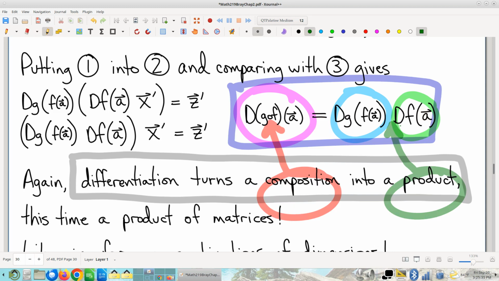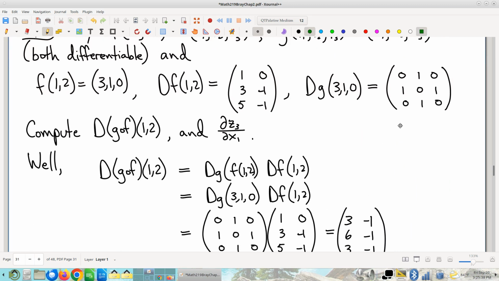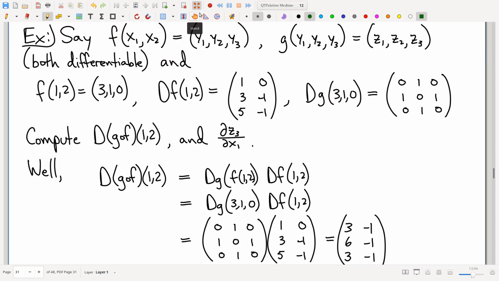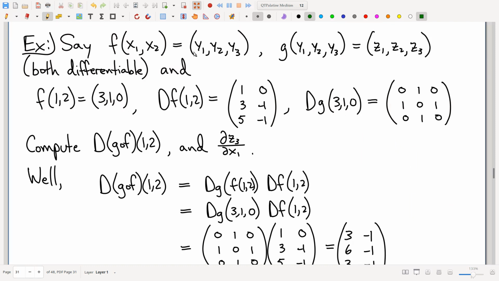All right. So let's see an example of this. Now, there's a lot of setup that goes into this example, so bear with me while I talk through all of it.